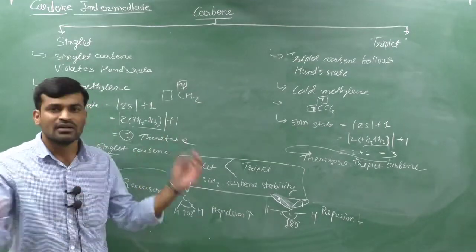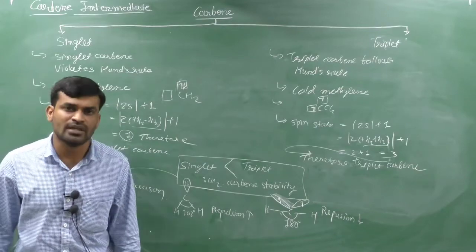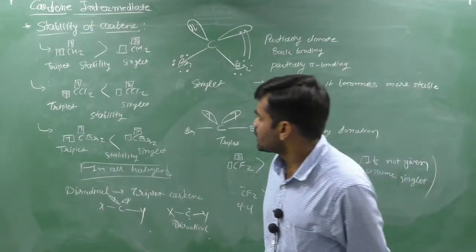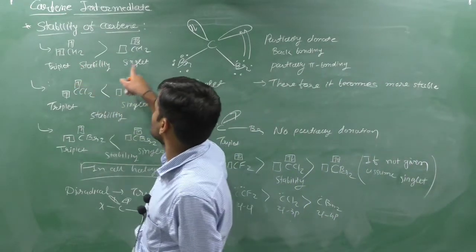It is very simple. Now we can think about the production and characteristics of carbene. Now we can discuss the stability of carbenes. If we have a methylene carbene, triplet carbene is more stable than singlet carbene.